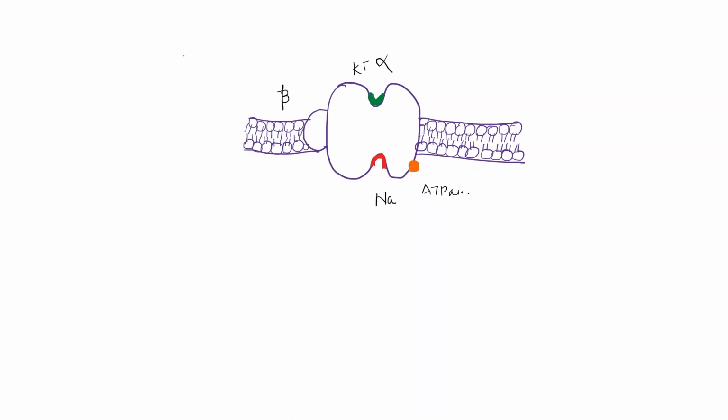Literature also mentions a third unit which belongs to the FXYD protein family, which is tissue specific. Right? Now, what exactly happens during each cycle?